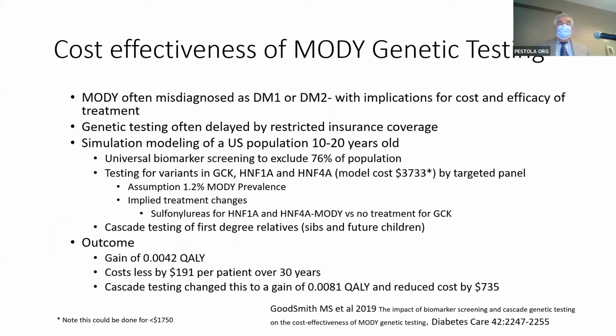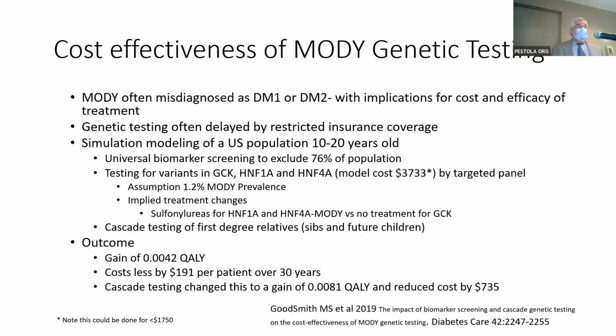So what's the cost effectiveness? We all know that MODY can be misdiagnosed as DM1 or DM2. That's how they get to, it's not quite the right diagnosis. Your genetic testing may be limited by your restricted insurance coverage. Certain insurances just don't believe in DNA.